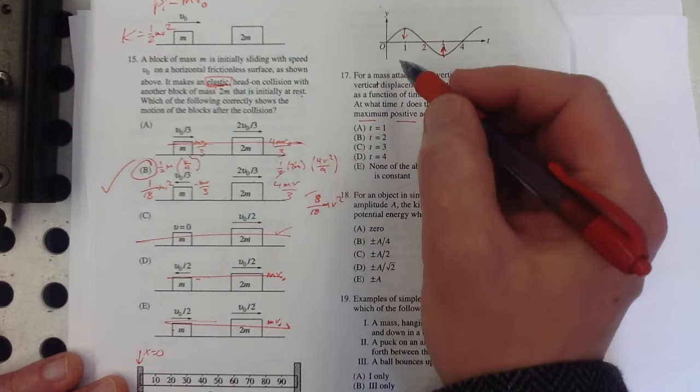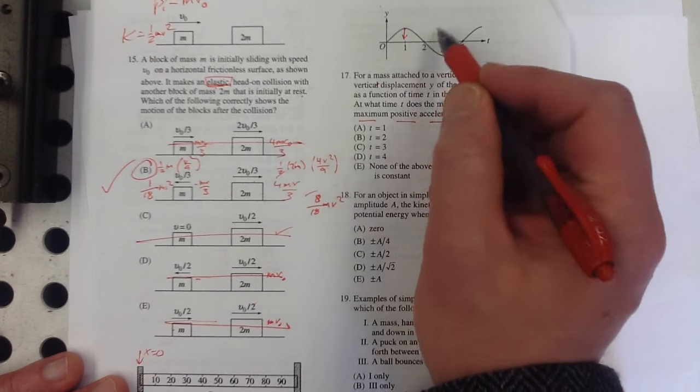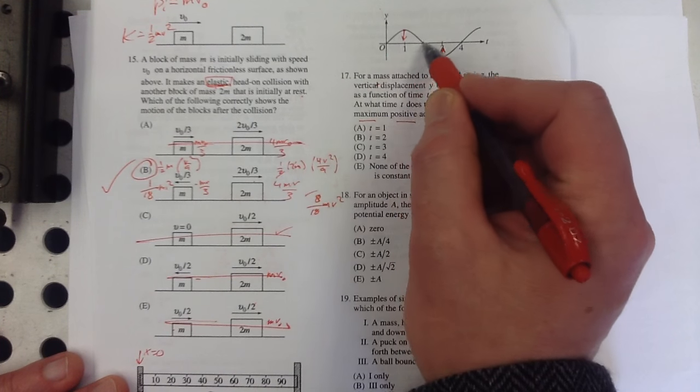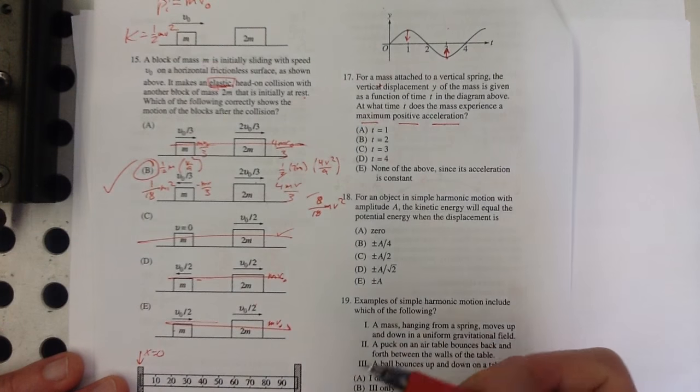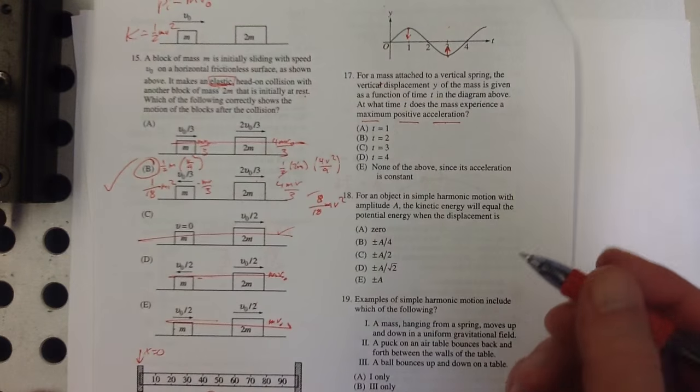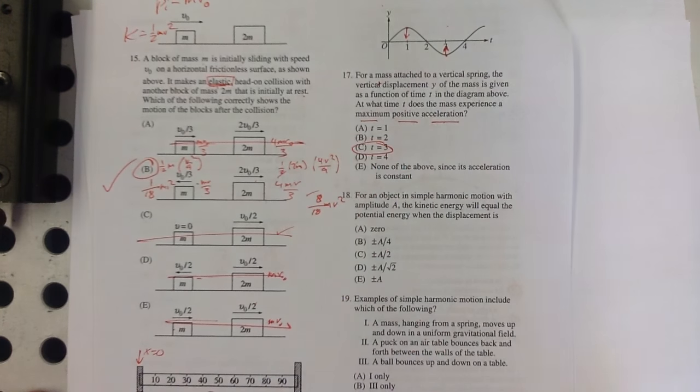Right? You could also just think about taking two derivatives of this, and then the second derivative would be an upside down version of this. That also gives you a maximum there if you want to think about it that way. But anyway, it happens at time 3.